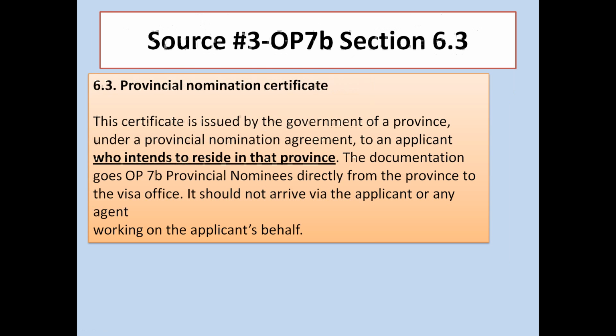If you don't have IRPA, you can take a look at the OPs. We have OP7b Section 6.3. Okay, so a PNP agreement certificate is given to an applicant who intends to reside in that province. Alright, so that means you can't apply for Nova Scotia and then, the second that you land, move to Toronto. Only once you meet your permanent residency requirements.